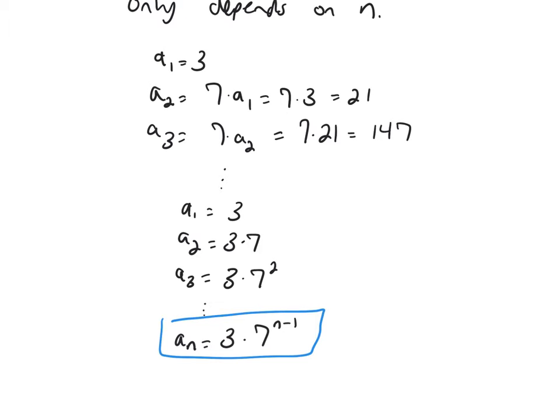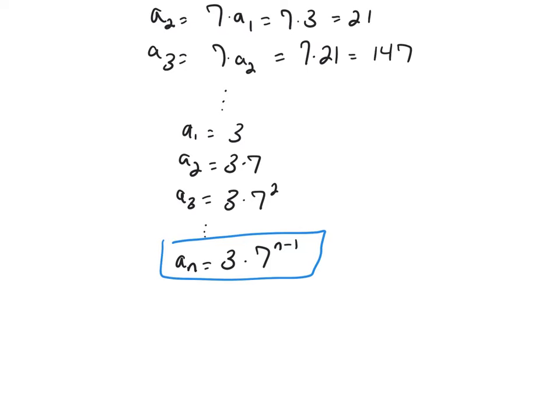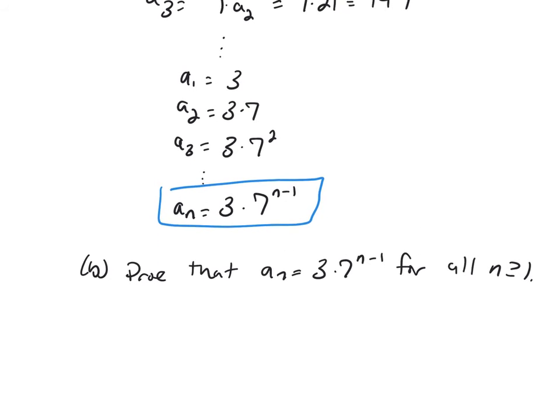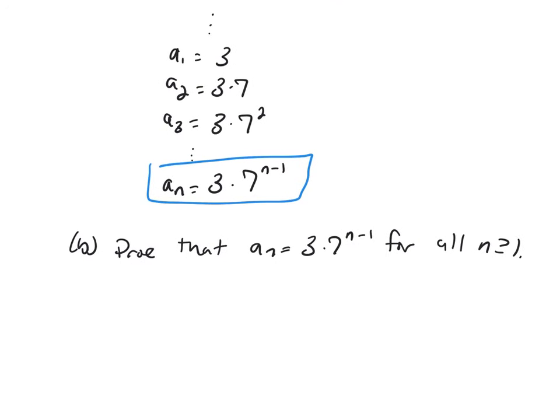So now for part B, I want you to prove this formula. So part B, prove that A_n is 3 times 7 to the n minus 1 for all n greater than or equal to 1. So this formula, you're saying it's true for all integers greater than or equal to 1, which means you need to use induction here.